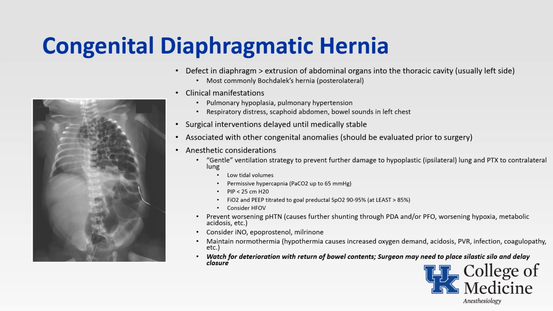And this is a separate keyword here. So with closure, you want to watch for any deterioration specifically to lung function with surgical closure. If there's any evidence that there's increased abdominal pressure, which would lead to impaired ventilation, then the surgeon may need to place a celastic silo and delay closure to another day.